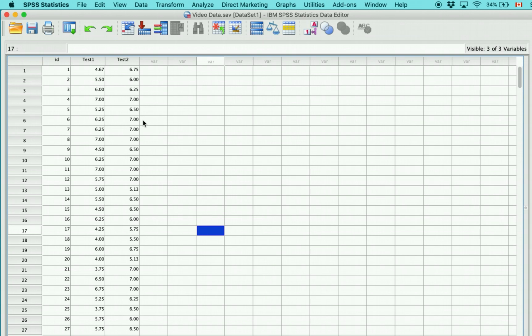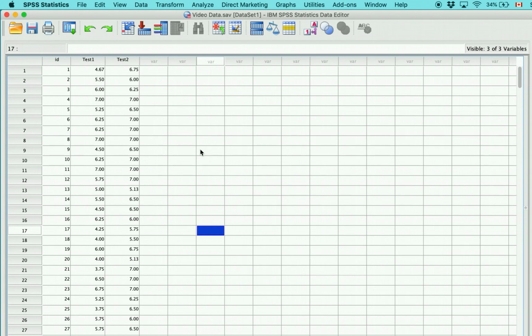That means that if someone has a low score on one variable, they're more likely to have a low score on the other, and if they have a high score on one, then a high score on the other. That would be a positive relationship. Or a negative relationship is where a low score on one variable means a high score on the other, and a high score on the one means a low score on the other. So we just want to see if that is happening.